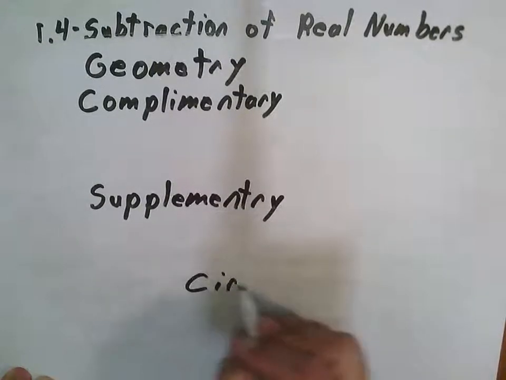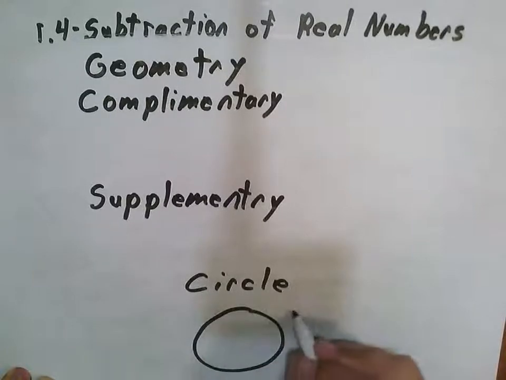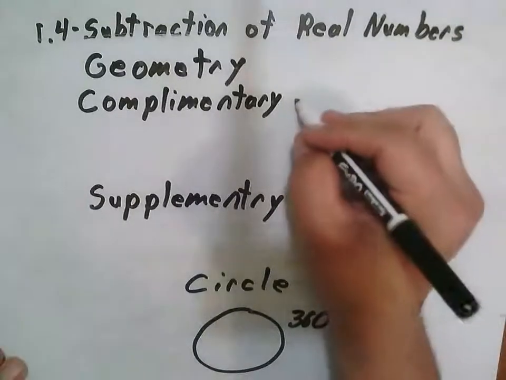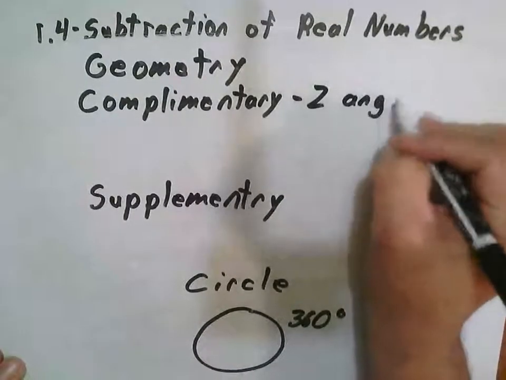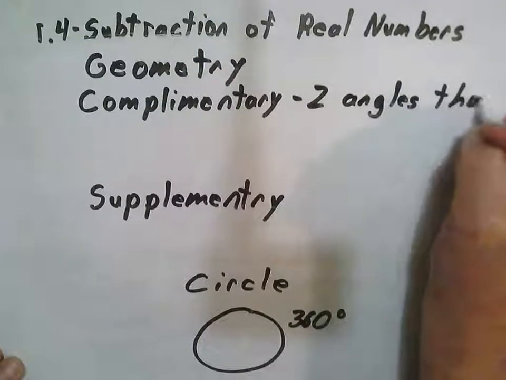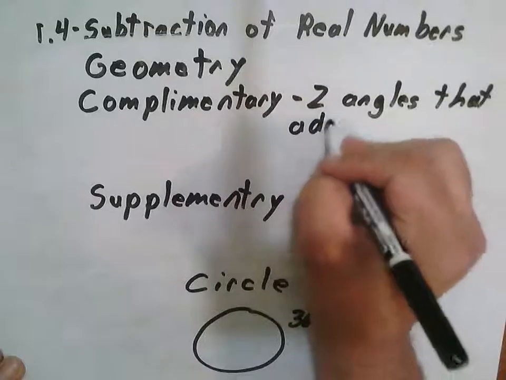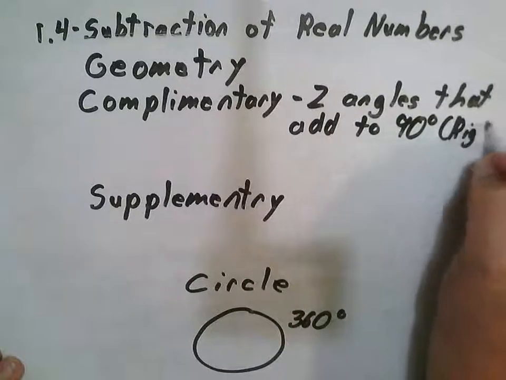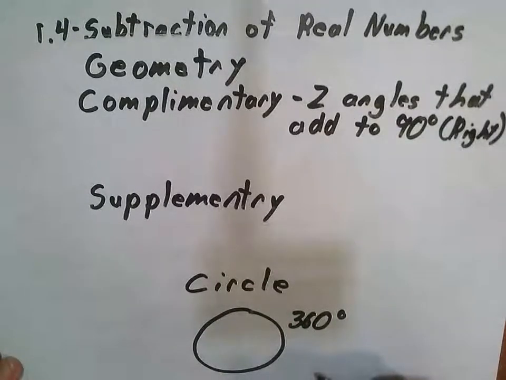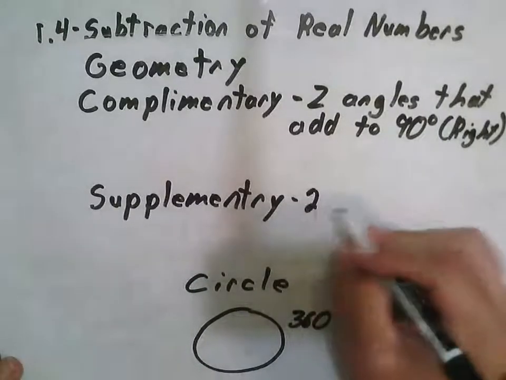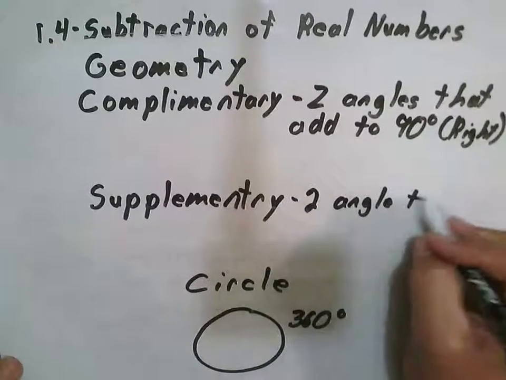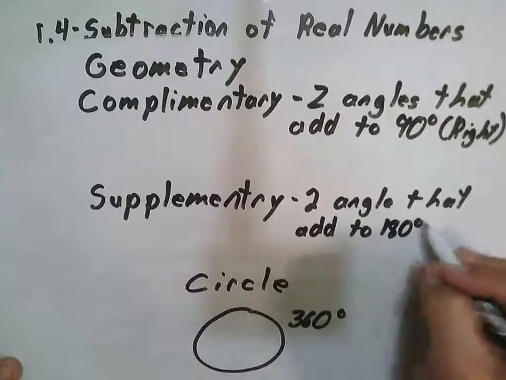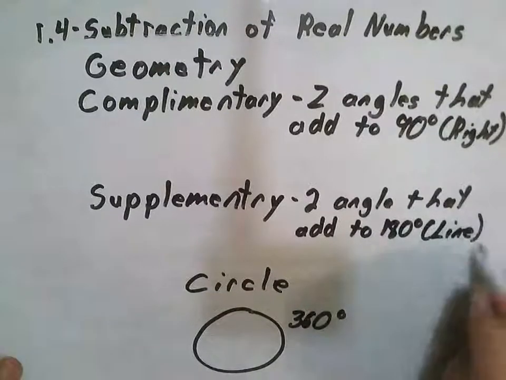Now in any circle, all the way around, there are 360 degrees. Complementary angles are basically two angles that add to 90. Hopefully you remember 90 is also known as a right angle. So it's two angles that add to 90. Supplementary are two angles that add to 180 degrees. That's also known as a line. It's just a straight line.